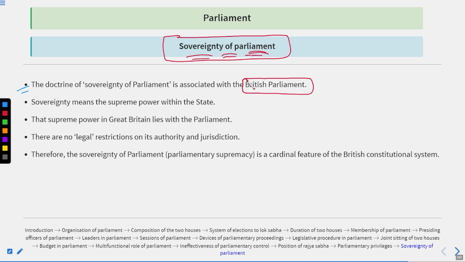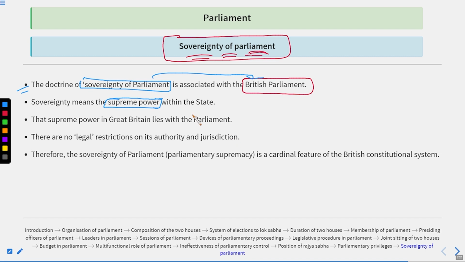Okay, so remember the doctrine of sovereignty of Parliament is associated with the British Parliament. The reason I have told you: sovereignty means the supreme power within the state. No other authority is above that authority, and no other authority could contain and control it. That supreme power in Great Britain lies with the Parliament.